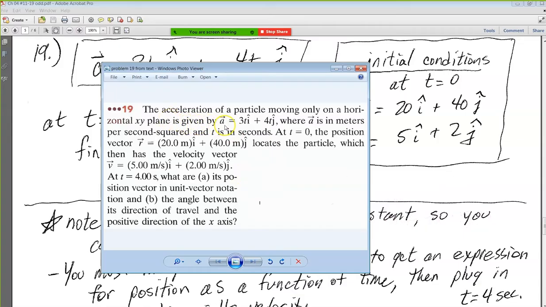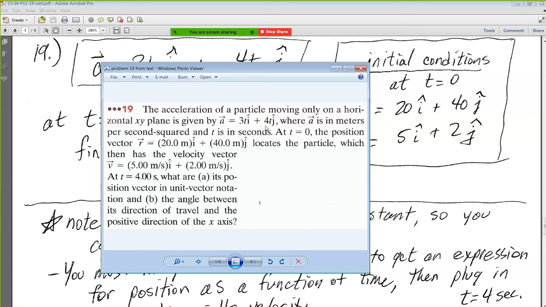So we have an equation that describes acceleration. And when you look at this equation, I hope that you would recognize fairly quickly that this acceleration is not constant. Because as time goes on, in the x direction my acceleration is multiplied 3 times the time, and in the y direction 4 times the time. So the acceleration is changing. So that tells me I cannot use my equations of motion.